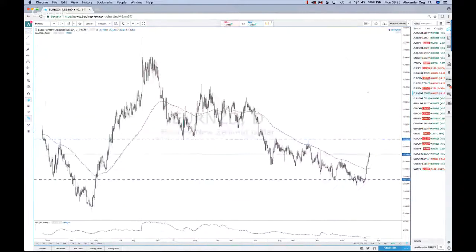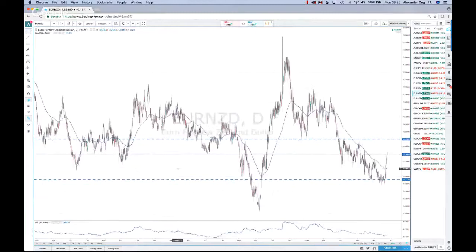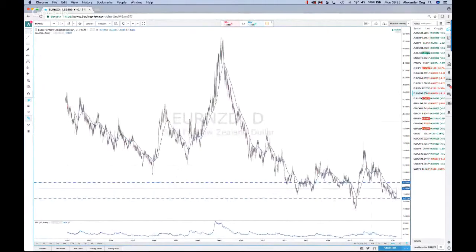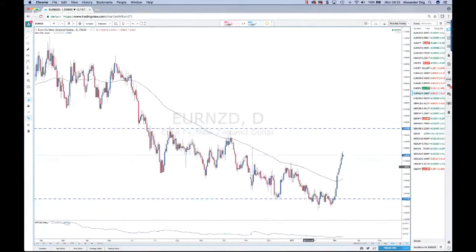Euro New Zealand. This one is reacting to a previous, whoops, where's the low there? I can't find why I put that level in. Oh, here we go, got this minor one. There is no opportunity at the moment here. This was a little while back, so we can move on from this.